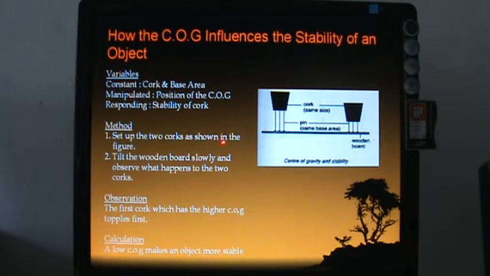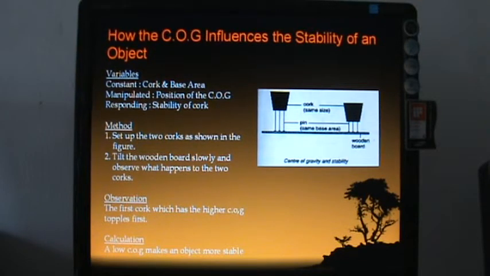Which one is more stable? Which one topple easily? Which one came down easily? Okay, so we set up the two corks as shown in the figure. Tilt the wooden box slowly and observe what happens to the two corks. Okay, observation. The first cork, which has the highest COG, topple first. This one, higher COG, topple first. A low COG makes an object more stable.